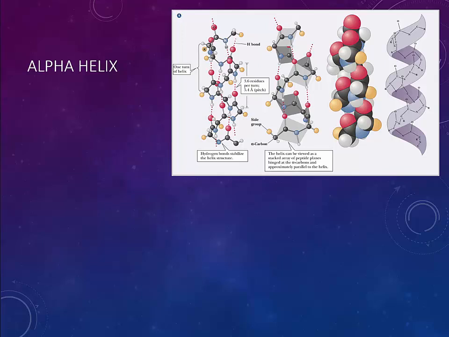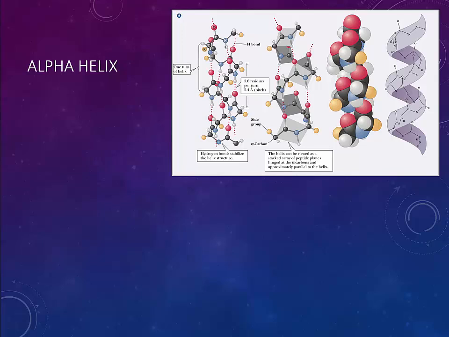The two most common secondary structures are the alpha helix and the beta sheet. Let's look at the alpha helix first. What we have is a cylinder of amino acids, hence helix, in which the side chains are pointed away from the line of the helix.